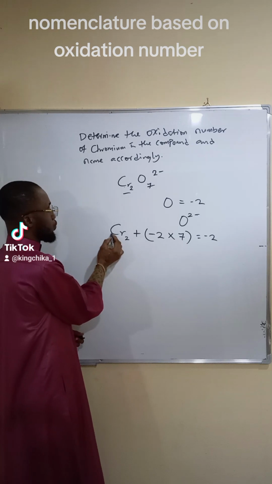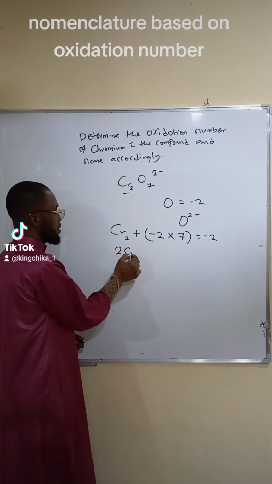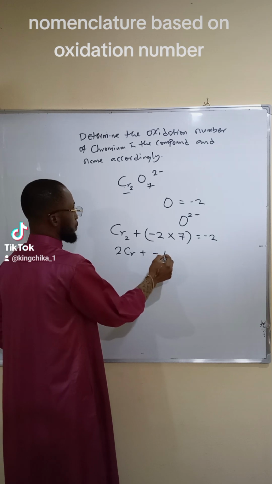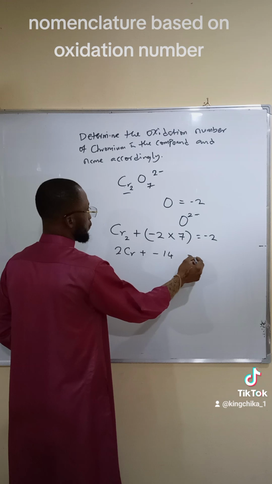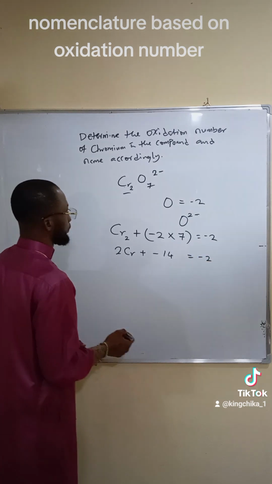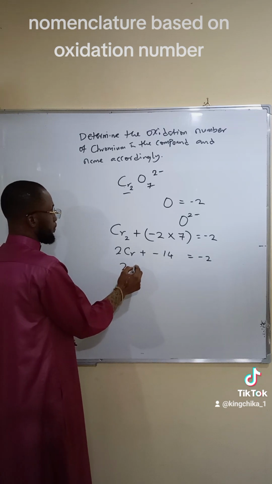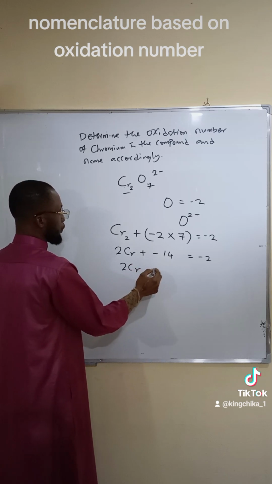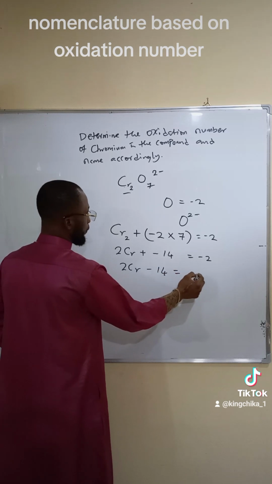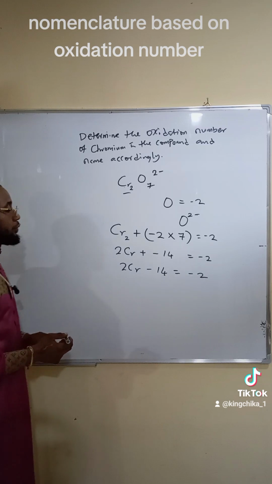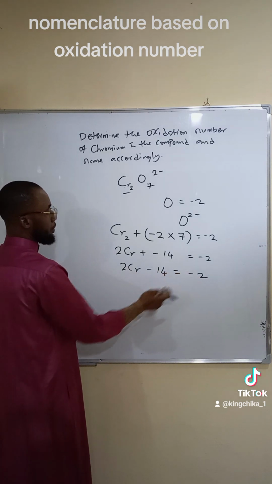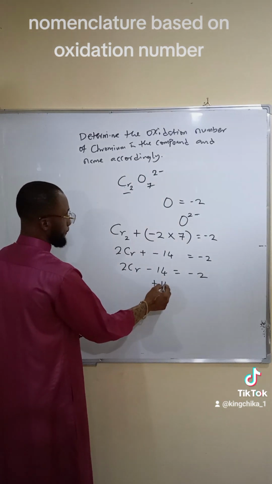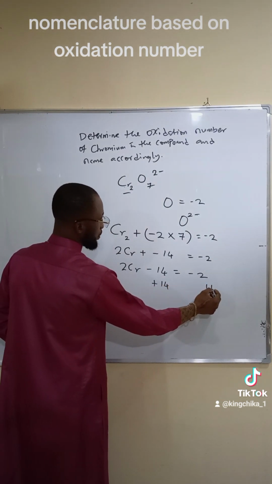So these two can be brought to this place as saying 2 chromium, which is the same thing, plus -2 times 7 will give us -14 equals to -2. That is 2 chromium minus 14 equals to -2. Now what do we do? We can add 14 to both sides, by saying plus 14. Here we see plus 14.